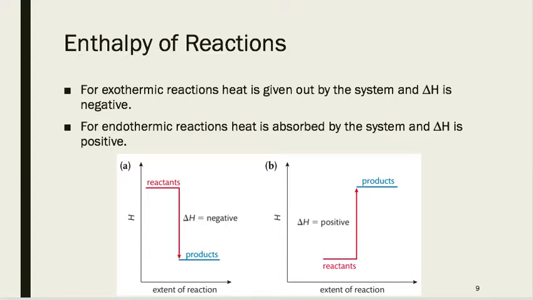So we can now compare the enthalpy of the reactions. Okay, we take the two graphs that we just looked at on the previous two slides, and we can see that for exothermic reactions, heat is given out by the system and delta H is negative. That is what you see on the left-hand graph, letter A. And for endothermic reactions, heat is absorbed by the system and delta H is positive. Okay, so we see that on the graph on the right, letter B. So make sure you can differentiate between the two graphs and you know which is endothermic, which is exothermic.